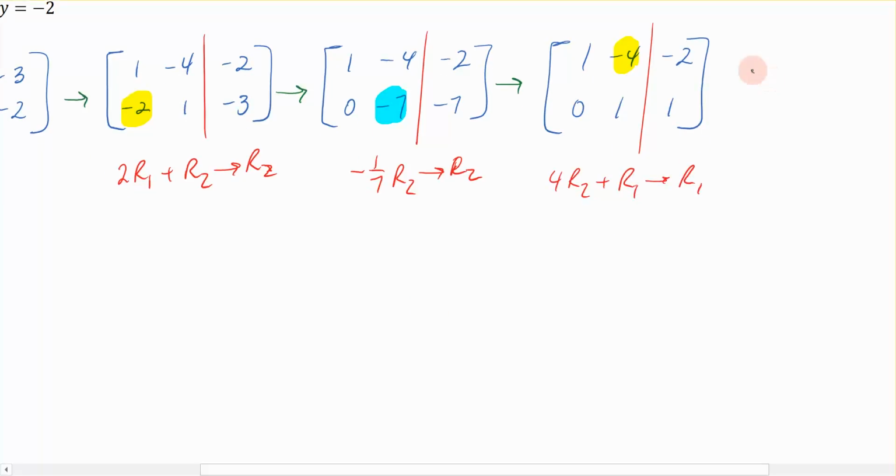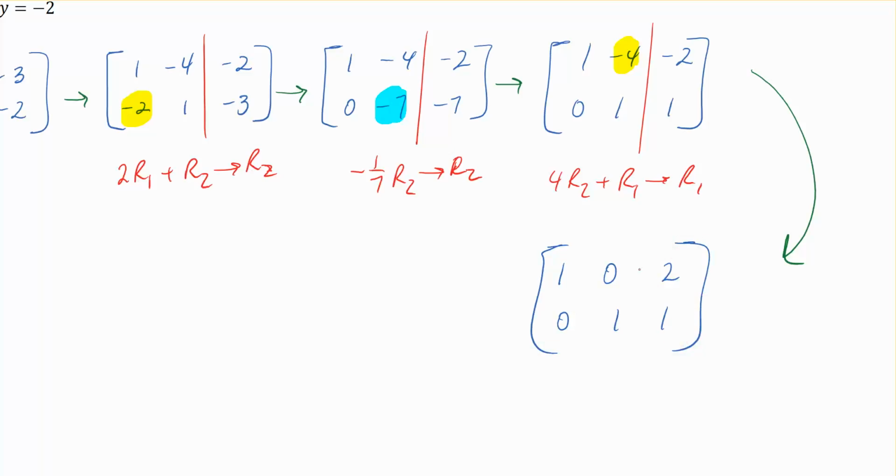So we'll just come down here and rewrite our matrix down here. So 4 times 0 is 0, plus 1 is still a 1. 4 times 1 is 4, plus a negative 4 would be 0. And 4 times 1 is 4, plus a negative 2 would be positive 2. And the second row stayed the same. And that is my new matrix after that operation.